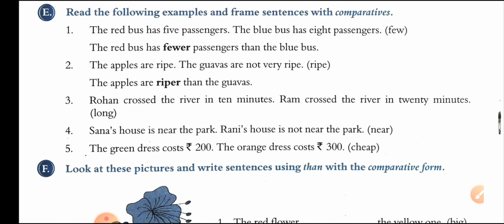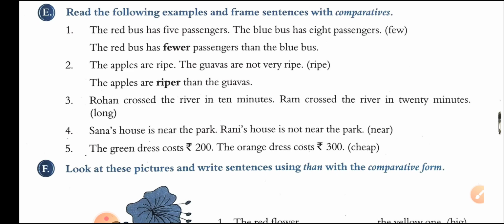Exercise number E now. That's very interesting. You have to transform the sentences. Read the following examples and frame sentences with the comparatives. The red bus has 5 passengers and the blue bus has 8 passengers, and the word which you have to use is few. So the red bus has fewer passengers than the blue bus, because we have to form the comparative here. So the word than we have to use, because I have given you the formulas also.